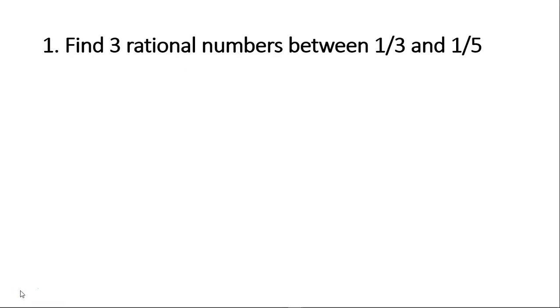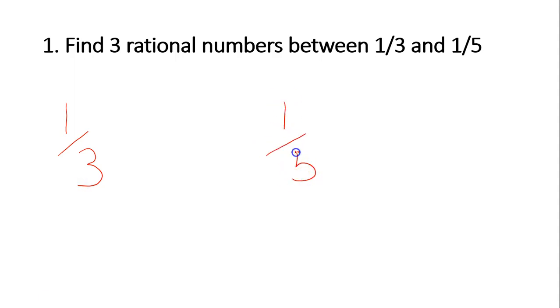The first question is: find three rational numbers between 1 over 3 and 1 over 5. So first let's write these numbers down. 1 over 3 and 1 over 5. Now we've written them down.